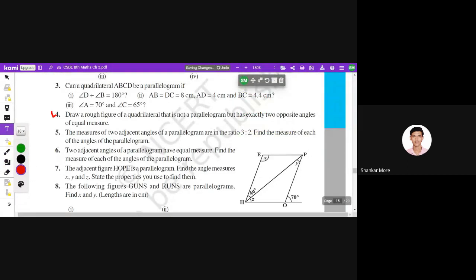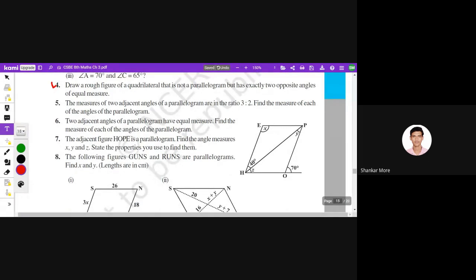Okay. So the measure, that is done. Now, two adjacent angles of a parallelogram have equal measures. Find the measure of each of the angles of the parallelogram. We don't even need to write a single word. We can solve this orally itself.